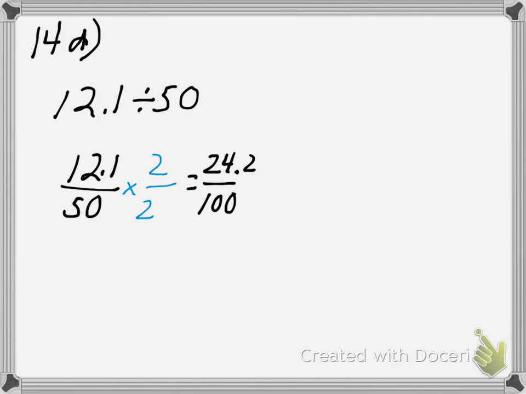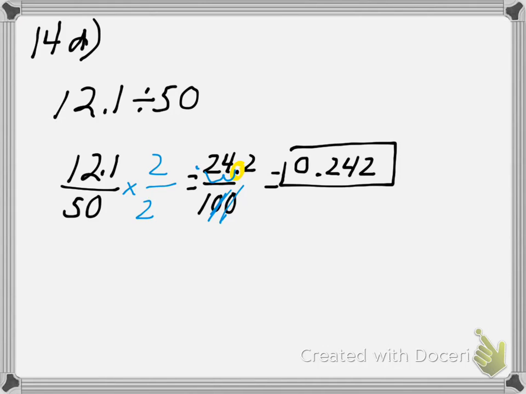Now, to divide by 100, we're going to cancel the 2 zeros here. That's how we divide by 100. And to divide by 100 here, we're going to take this decimal point and we're going to move it 2 places to the left over here to make it smaller. So our answer is going to be 0.242. So 242 thousandths.